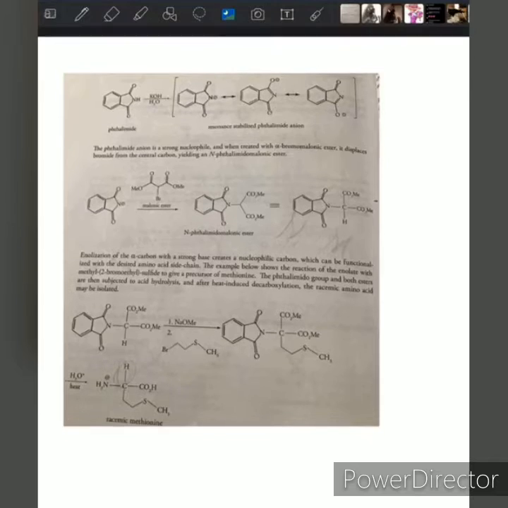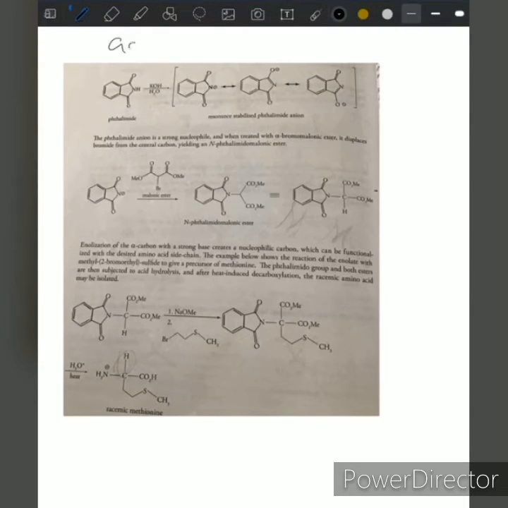Today we will be talking about the Gabriel Malonic Ester synthesis. So let me write this down first. This synthesis is actually used to make amino acids. This is not to make an entire protein. There are other methods that scientists and organic chemists use to make a complete protein or a peptide. This is just to make individual amino acids.